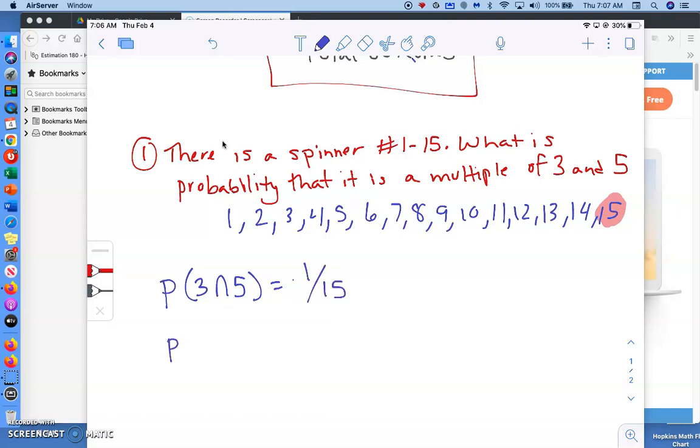Where if I would have said probability of 3 or 5, so remembering that U is or, if I start to take a look at those 3 or 5, we add in a whole bunch more. So 3 or 5, and we have 1, 2, 3, 4, 5, 6, 7. So our total would be 7 out of 15.